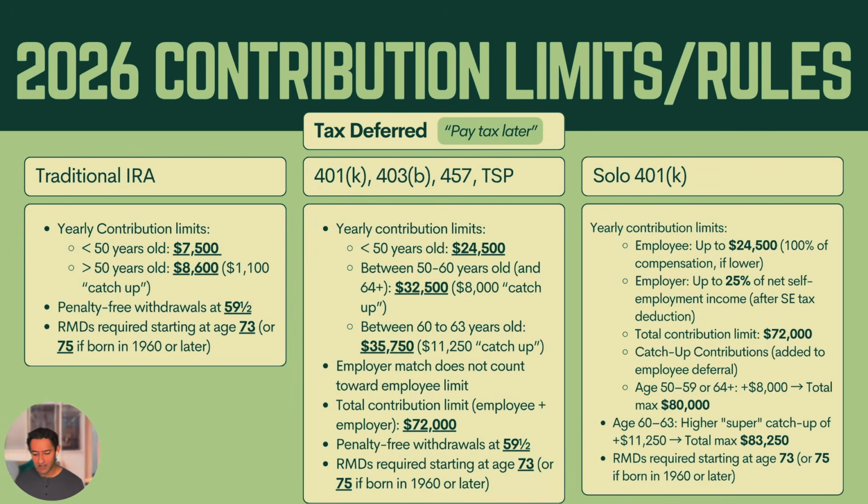In these accounts, these 401ks, 403bs, these employer-sponsored plans, you also have an employer side that they can contribute to. It's not just the contributions that you can make. So the total limit of these accounts is $72,000 between the employee and the employer. Penalty-free withdrawals at 59 and a half and RMDs at 73 or 75, just like the traditional IRA.